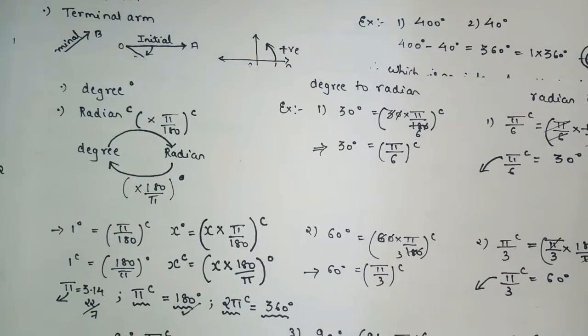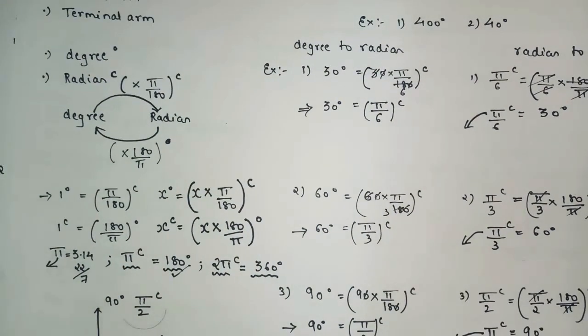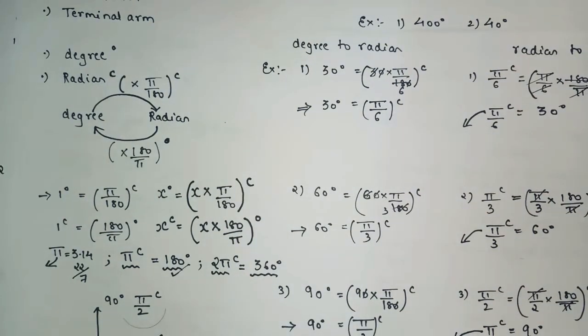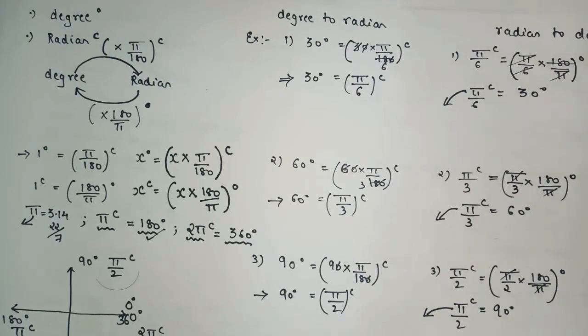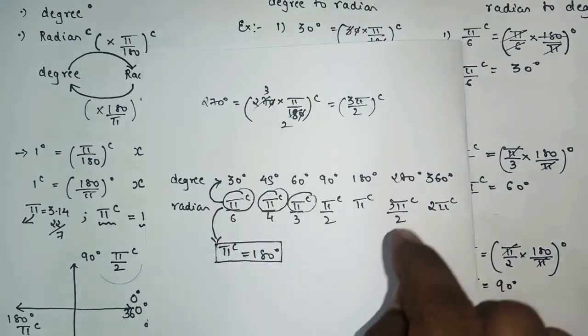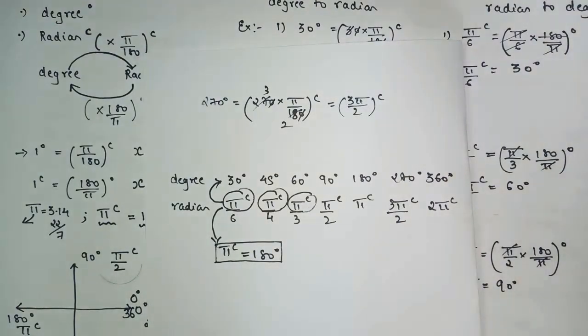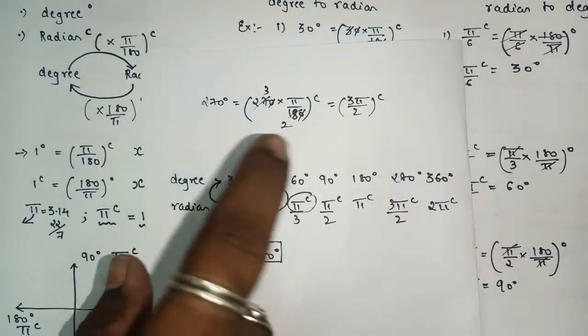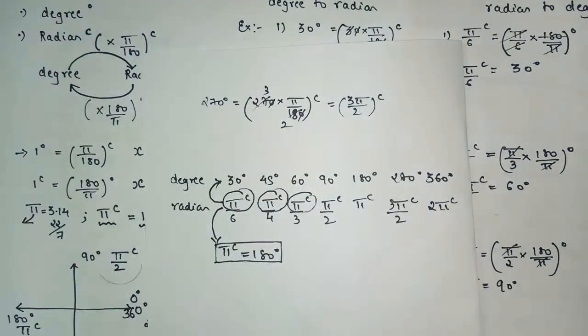After that we saw a very important concept, how to convert degree into radian and radian into degree. We also took a few examples, and I told you to remember the answers for degree in terms of radian. So these are some of the main known angles, and you must know how to read these known angles in terms of radian.